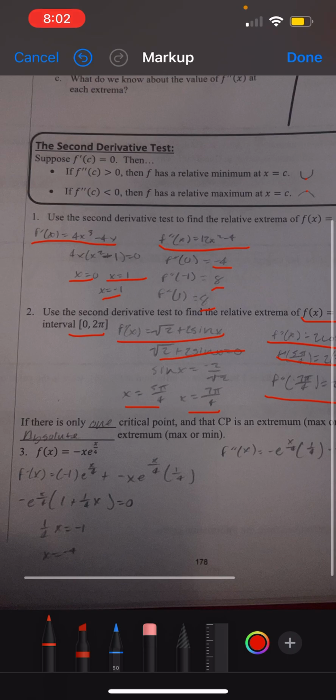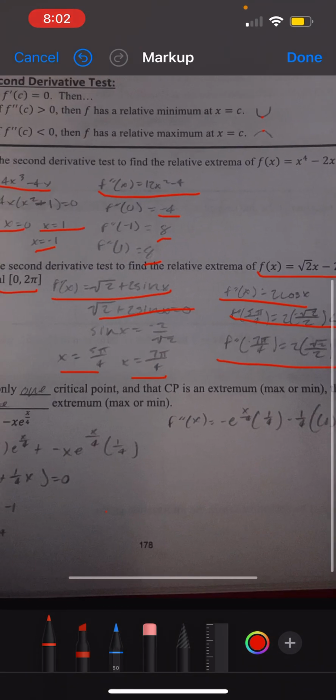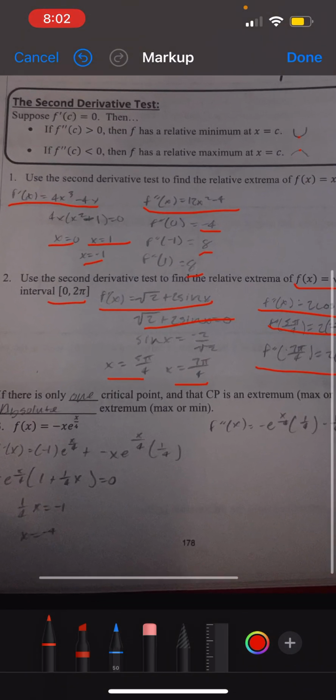And yeah, so if there is only one critical point and the critical point is an extremum, max or min, then it is an absolute extremum. So that's just saying if there's only one critical point, then the critical point is either an absolute max or an absolute min, right? So yeah.